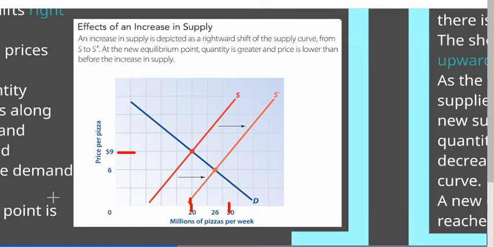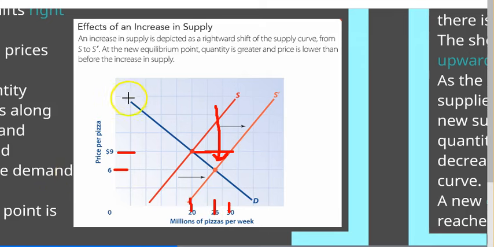Producers supply 10 million more pizzas than consumers demanded. So the buildup of unsold pizzas frustrates the producers stuck with pizzas they can't sell at $9. So we have a surplus here, and that's going to force our prices downward. As the price falls, quantity supplied along this new supply curve changes, and our price drops to $6, and our new equilibrium gives us 26 million pizzas per week.